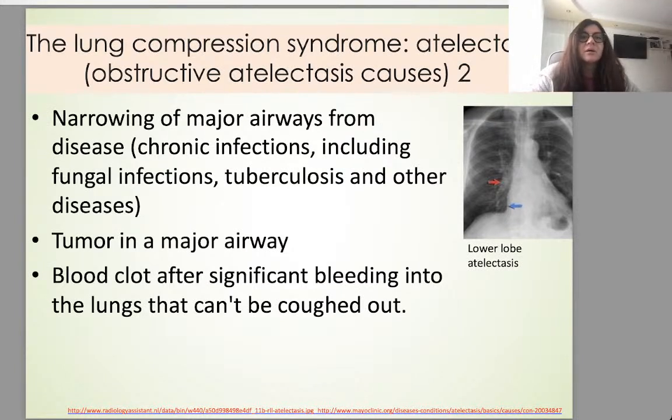Narrowing of the major airways from disease, for example chronic infections, including fungal infections, tuberculosis, and other diseases. It can be a tumor in the major airway. It can be a blood clot after significant bleeding into the lungs that can't be coughed out.